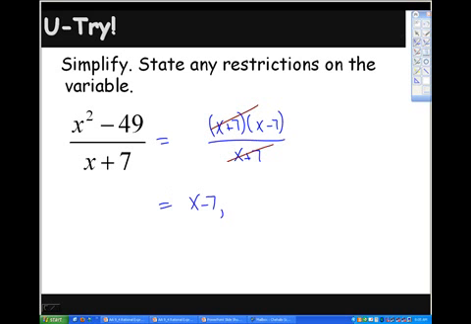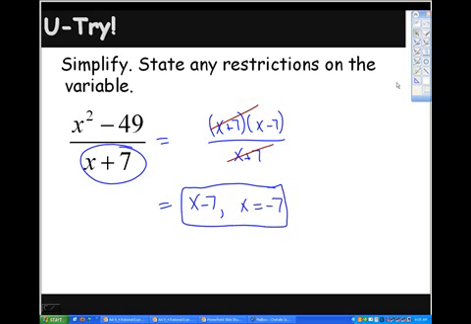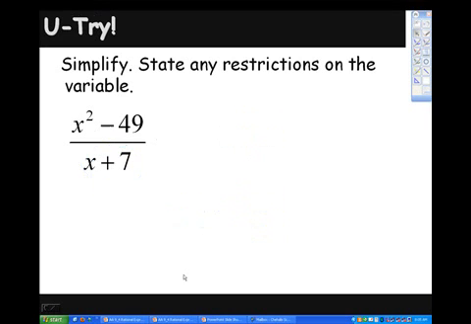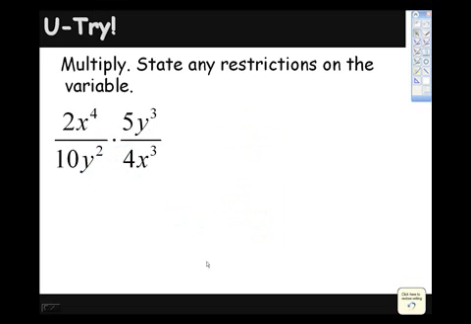But we do have a restriction on x. X could never be negative 7. If x is negative 7, this thing doesn't make sense because we'd divide by 0. So we have to make sure that x is never negative 7. How'd you do? Here's another one.